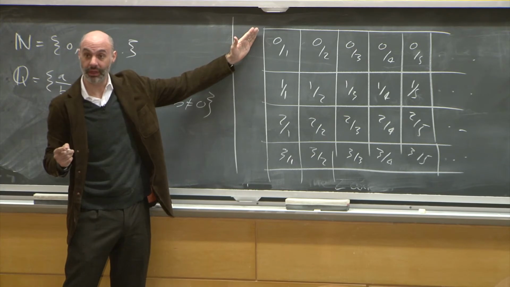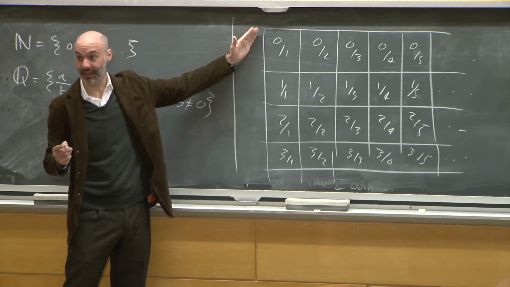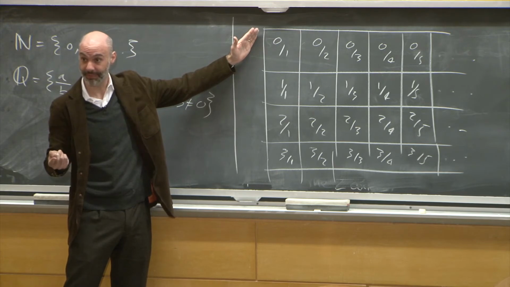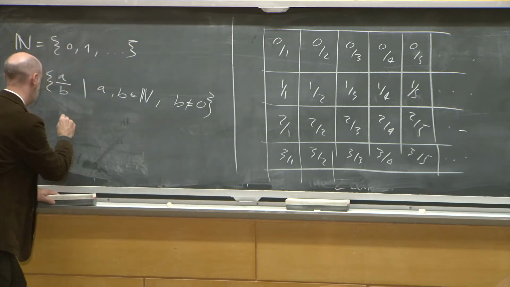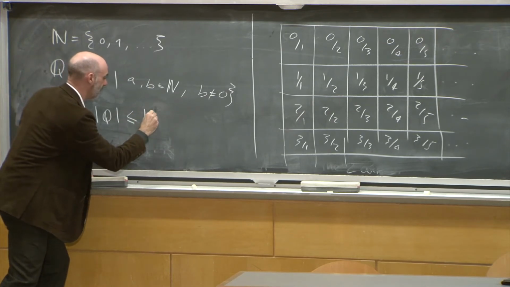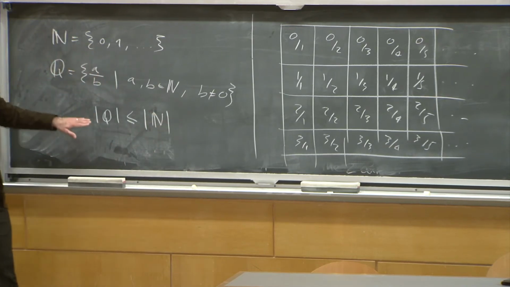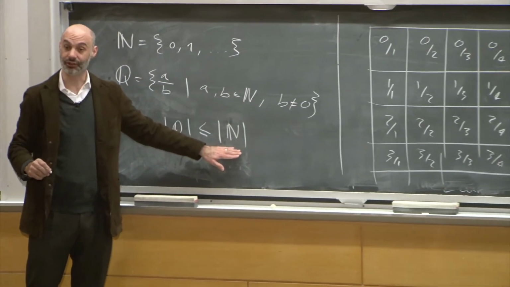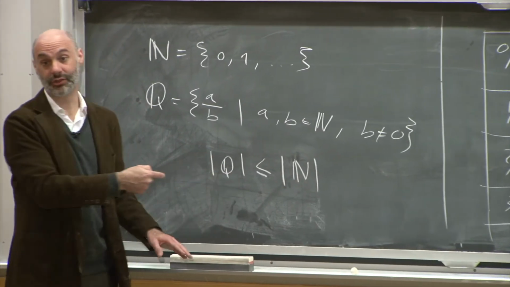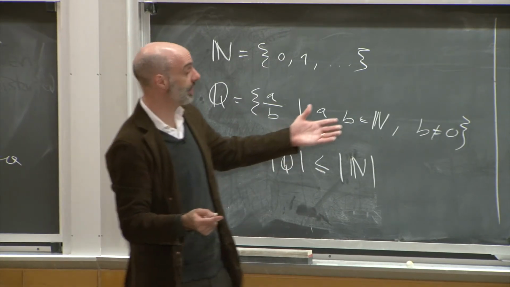If we're to show that you can assign each rational number to some natural number, then we will have succeeded in showing that their number is smaller or equal to the number of the natural numbers. And because we know that the converse is true, we will have shown that there are just as many of one as there are of the other. And here's how to do that.